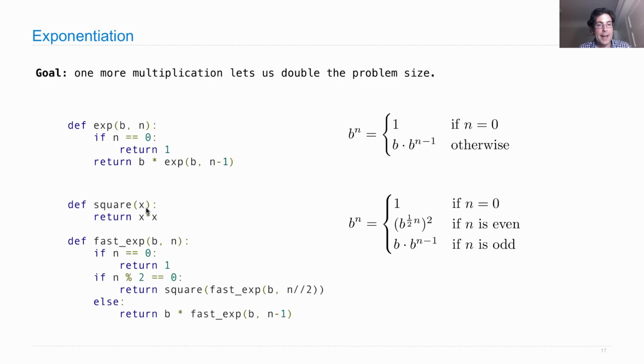So we're going to square x by returning x times x. Now we can look through the body of this, which has the same base case, but it has a different recursive case. So if n is 0, we return 1. If n is even, then we'll return the square of raising b to the power half n. Now we can do integer division here because we just checked and made sure that n was even, so we know we can divide it evenly by 2. Otherwise, we do what we did before. We multiply b times b to the power n minus 1.